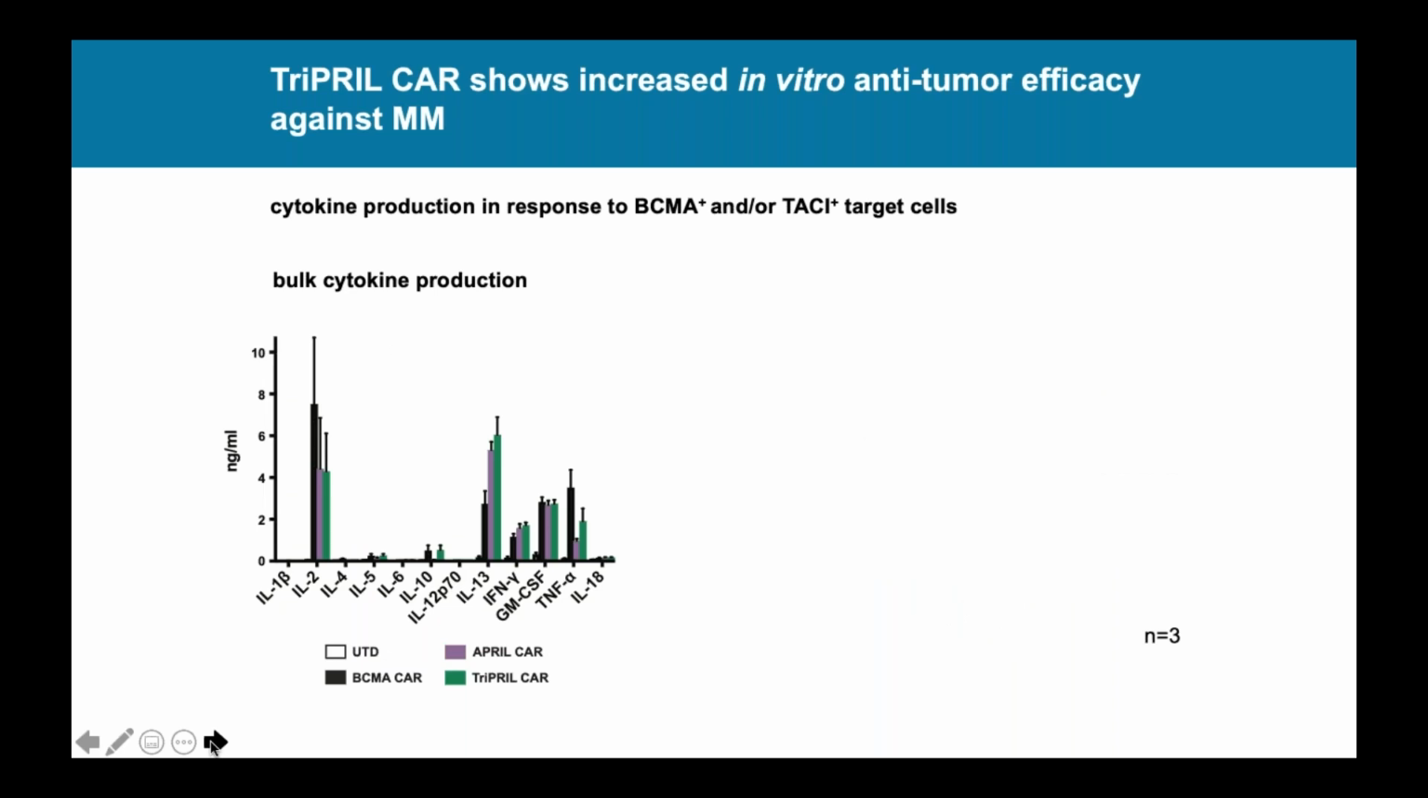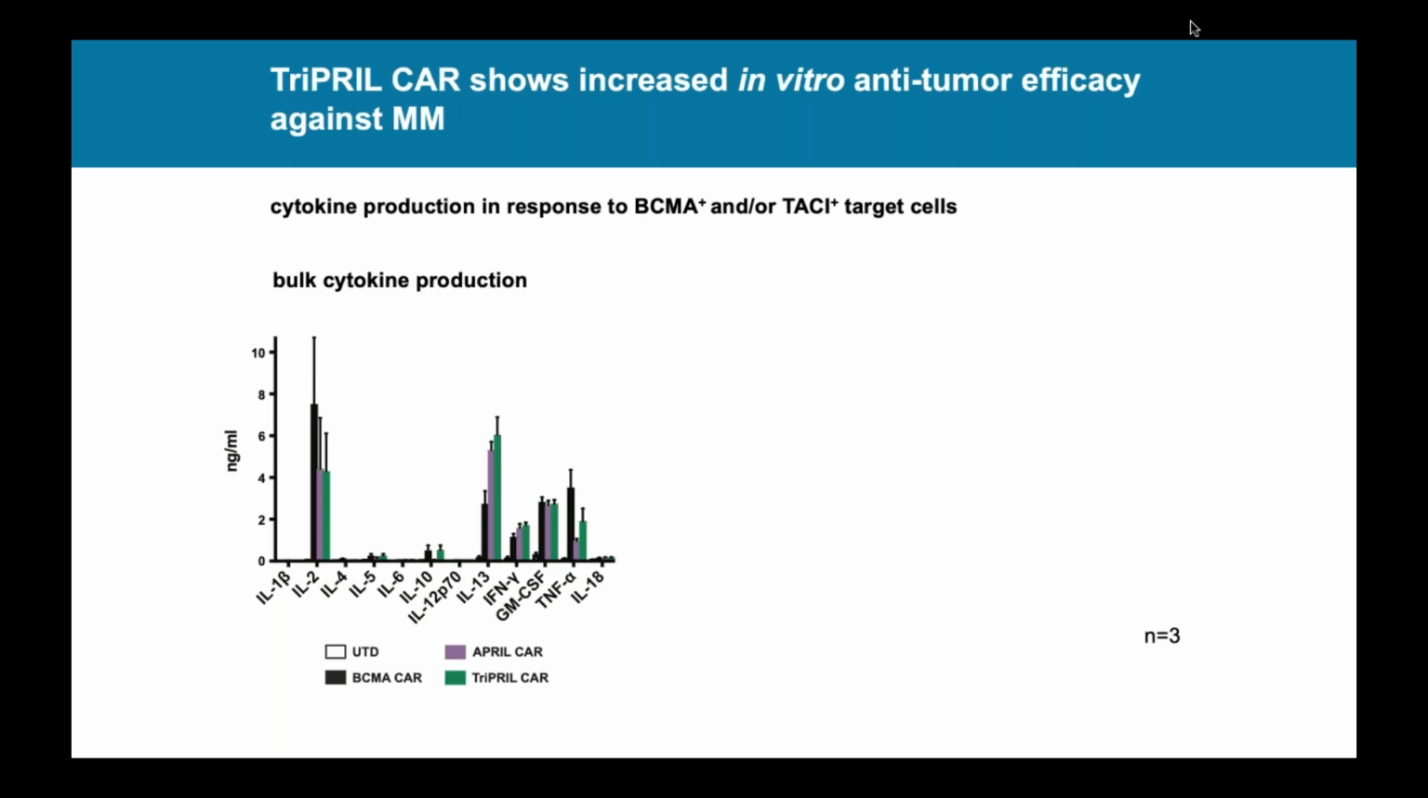Another important measure of effector function is the secretion of cytokines. So we first looked at bulk cytokine production from our different CAR T populations. For this, we used supernatants from co-culture of CAR T cells with multiple myeloma target cells and found on a bulk level that all our CAR constructs produced Th1 type cytokines in an antigen specific manner, like, for example, IL-2, interferon gamma, GM-CSF, and TNF-alpha to a similar extent. So this was not that well matching what we had previously seen from our other in vitro testing.